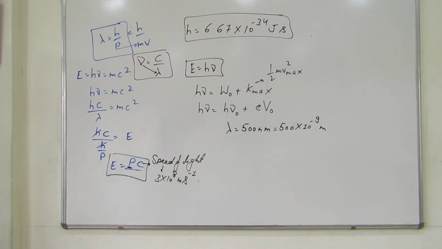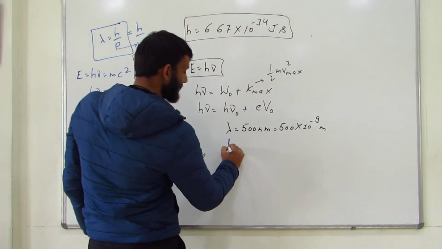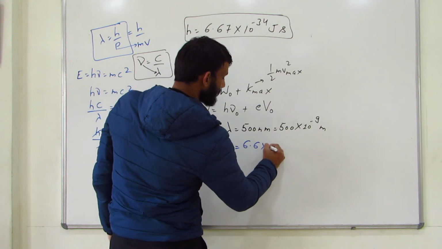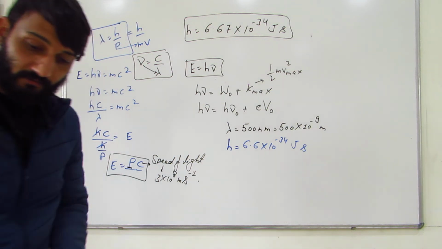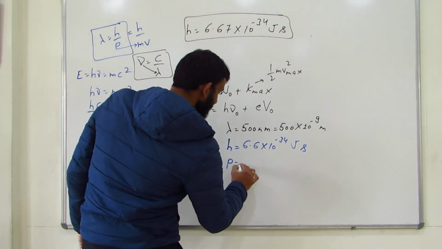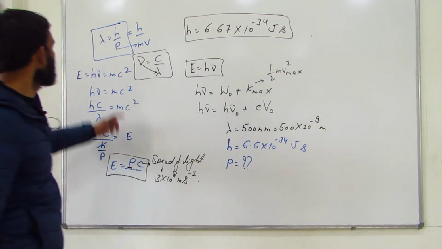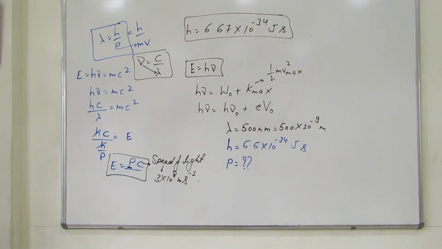Then the value of h is given, which I have already written. But in this question they are writing 6.6. They are not writing up to 2 decimal places. So here h is given as 6.6 into 10 to the power minus 34 joule second. And they want you to calculate momentum, that is p. So very easily you can calculate p. This formula you will use, lambda is equal to h upon p, and you can solve it, right?